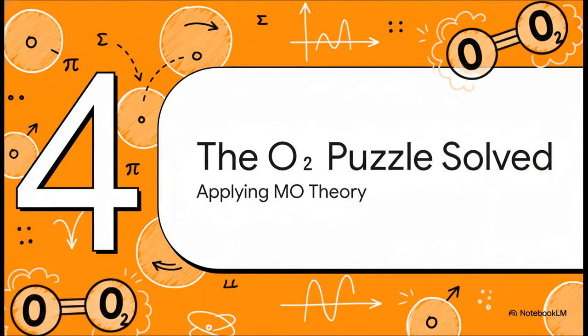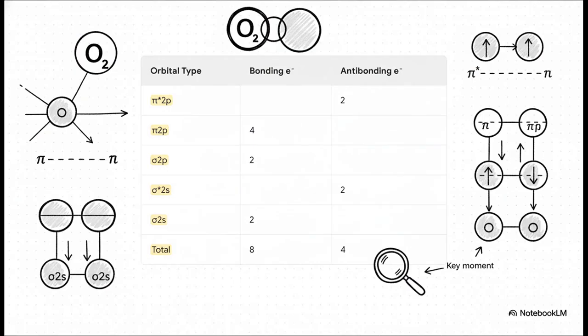Pretty cool, huh? All right, we've got the rules down. We've seen it work for the simple stuff. It's time. Let's go back to our original problem and build the molecular orbital diagram for dioxygen, O2. So each oxygen atom brings 6 valence electrons, giving us 12 total to place in our diagram. We start at the bottom and work our way up.